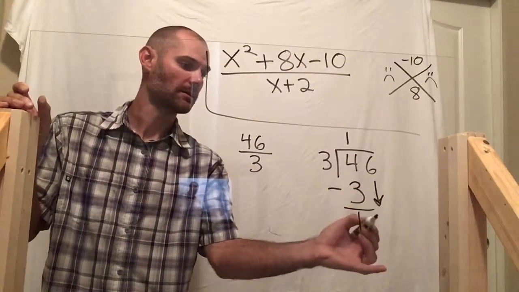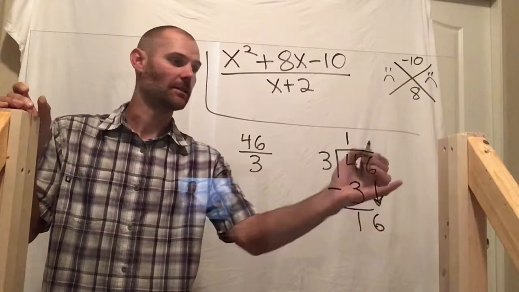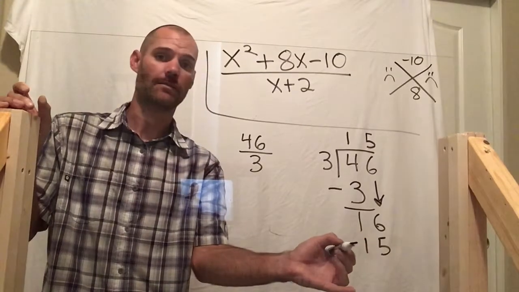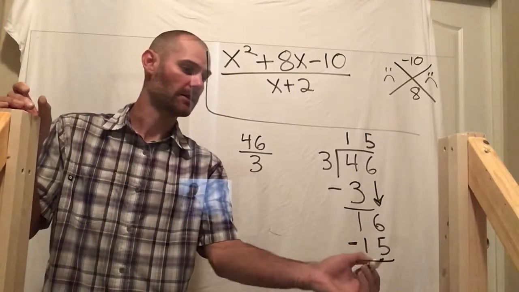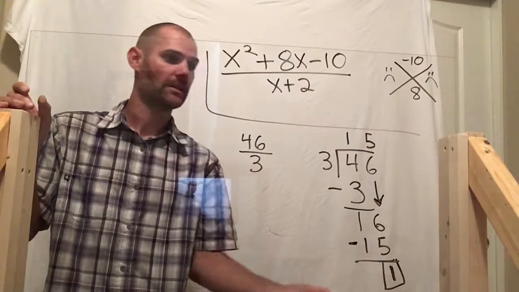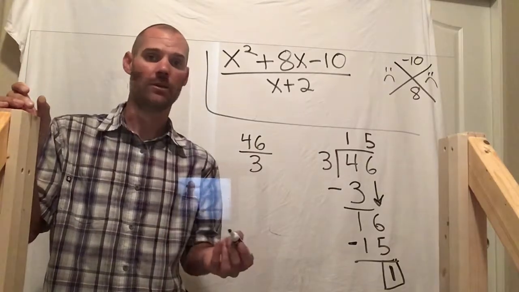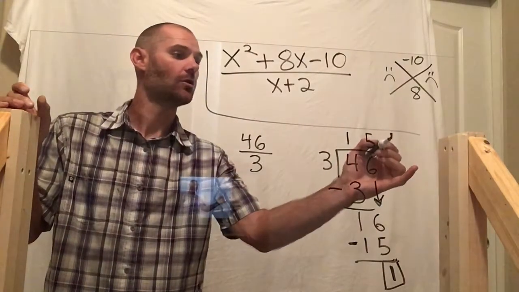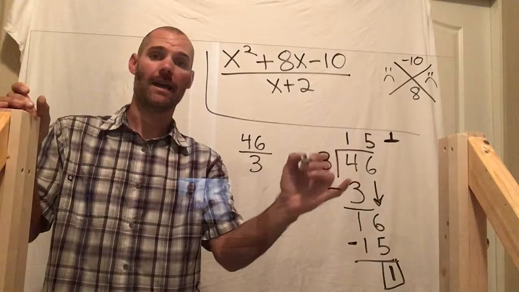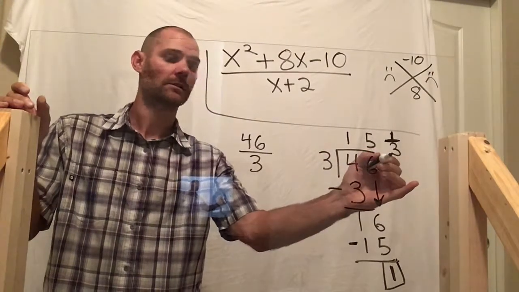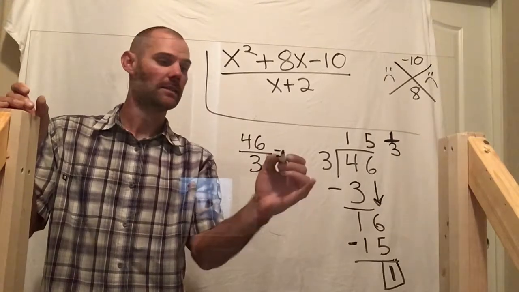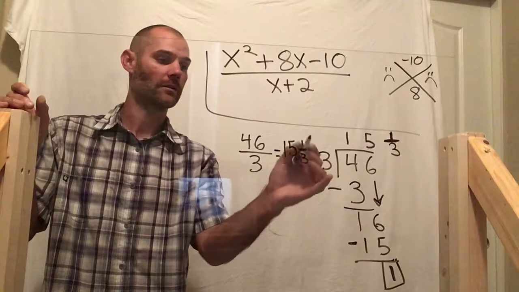Bring down the 6. 3 goes into 16. Well, 3 times 5 gets me pretty close, 15. Again, I subtract it out. 16 minus 15 is 1, and 1 is my remainder. So my answer is 15 with a remainder of 1. But the other thing I can do with that remainder is divide it by my divisor, which was 3. So 46 divided by 3 is 15 1/3.